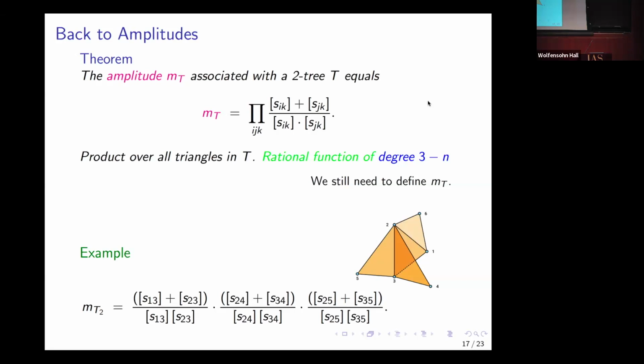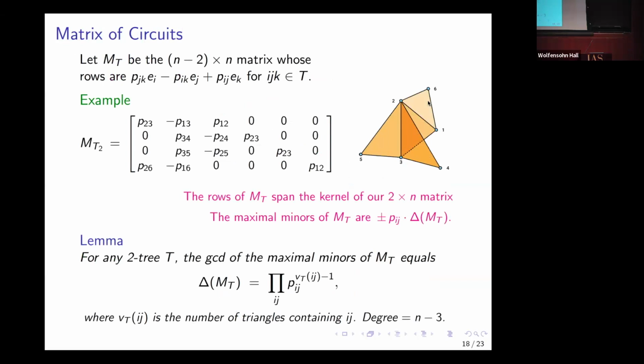So let me give you the definitions. First, a little matroidal definition. Given the two-tree, I'm going to introduce an n minus 2 by n matrix, and the rows of this matrix are the so-called circuits. Every ijk represents a circuit on my original 2 by n matrix.